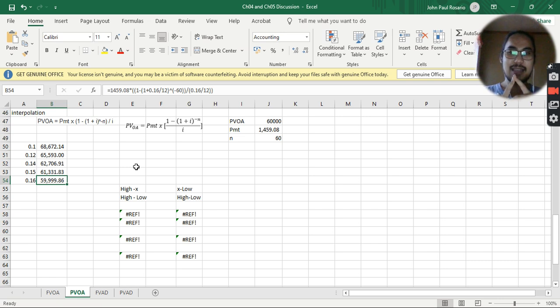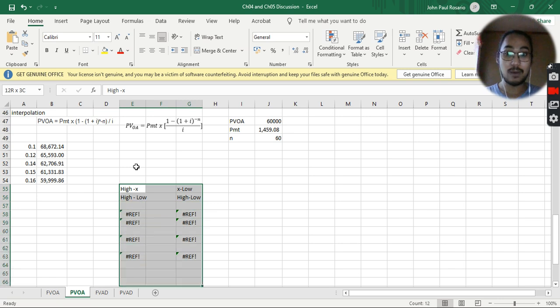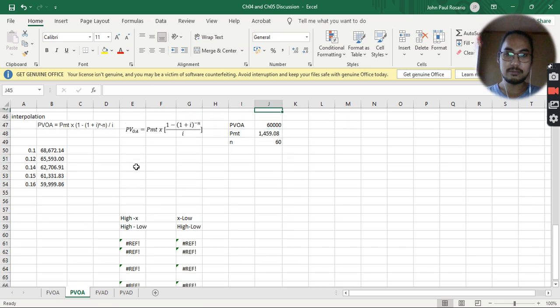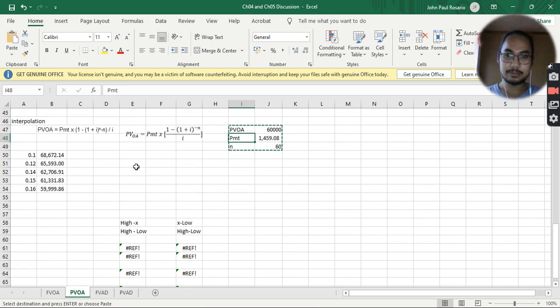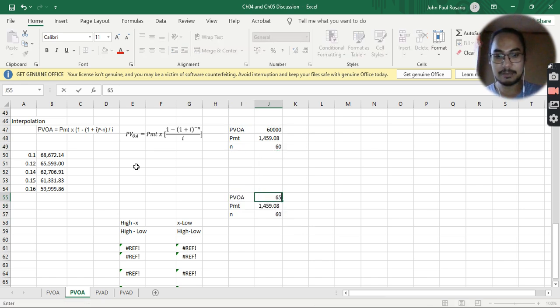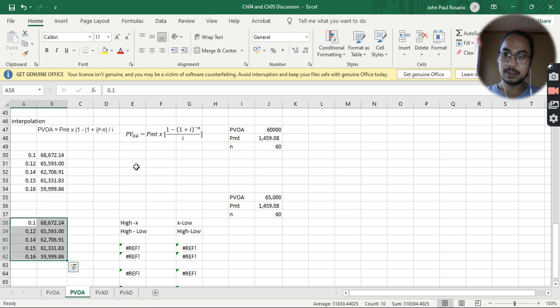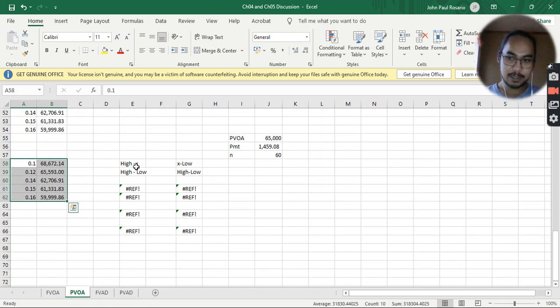So let's assume some other factors that will allow us to use our high-low method. So let's assume now that our PA is 65,000. Okay, so if our target is 65,000 and using this information.